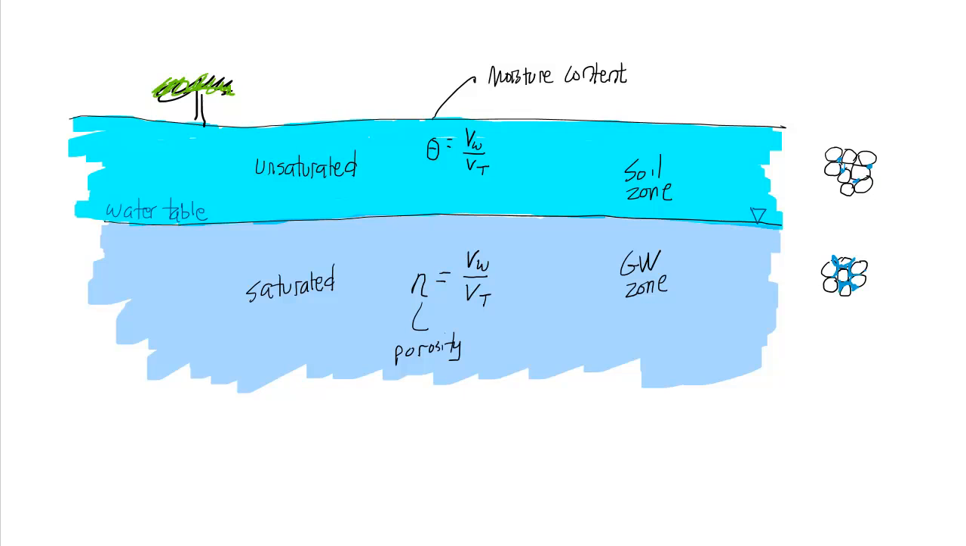So using these equations, if I want to know the volume of water stored in the unsaturated zone, that's V sub W, I'll do that in a different color here, I just need to multiply these out. Within the unsaturated zone, the volume of the water can be found by taking the total volume of the soil zone times the moisture content. Beneath the water table, the volume of the water stored, V sub W, is equal to the total volume of the groundwater zone times the porosity.